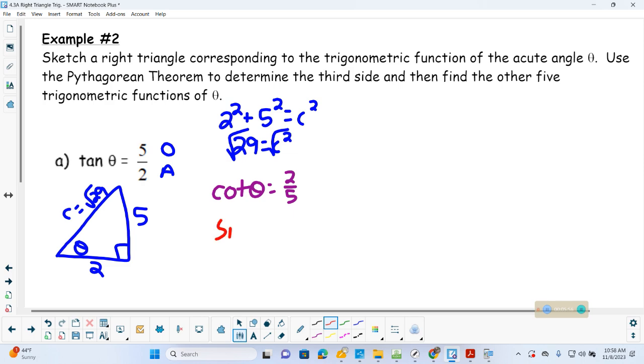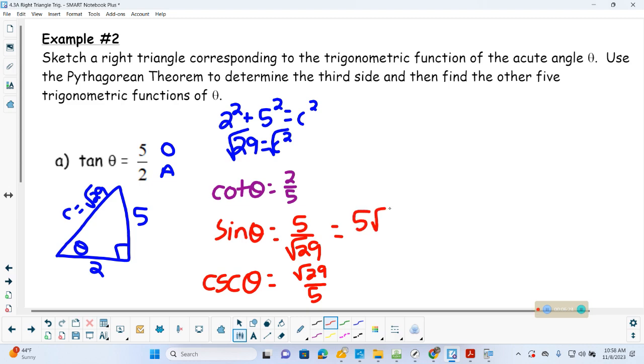I'm going to do sine now. So sine, of course, is opposite over hypotenuse, opposite 5, hypotenuse root 29. Yes, I know that needs to be rationalized, and we will, but I'm going to go ahead and list cosecant, because when I do the reciprocal, the root's, of course, on the top. So let me just back up here. I'm going to rationalize sine. So my sine final answer is going to be 5 square root of 29 over 29.